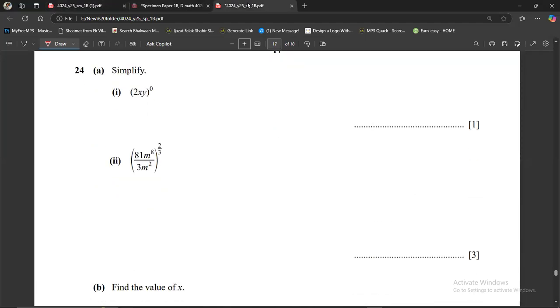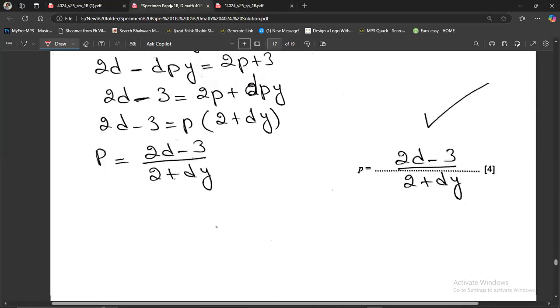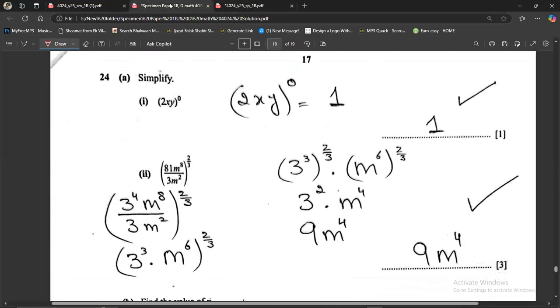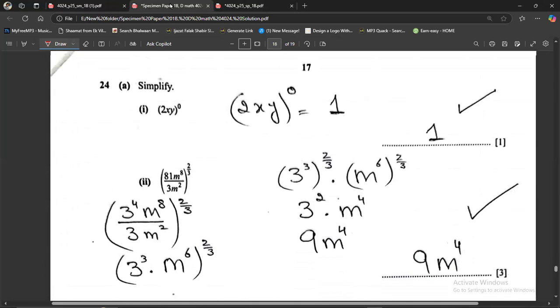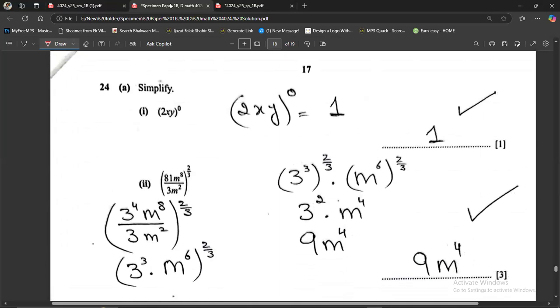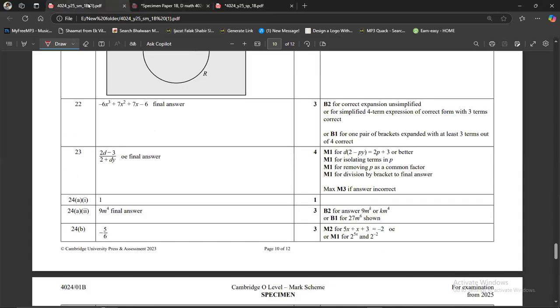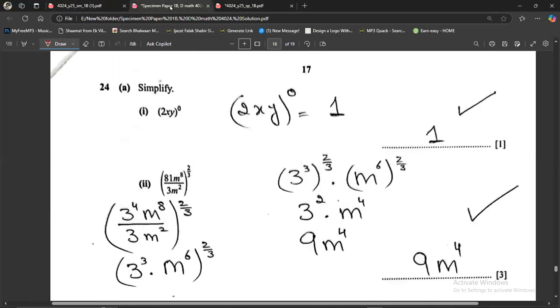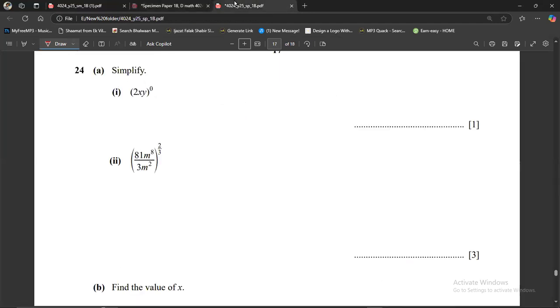It says simplify. Question number 24A, first part. 2xy whole raised to power 0. Anything raised to power 0, the answer is 1. So we will have 2xy whole thing raised to power 0, the answer is 1. So that's how you do this question. The answer is 1.